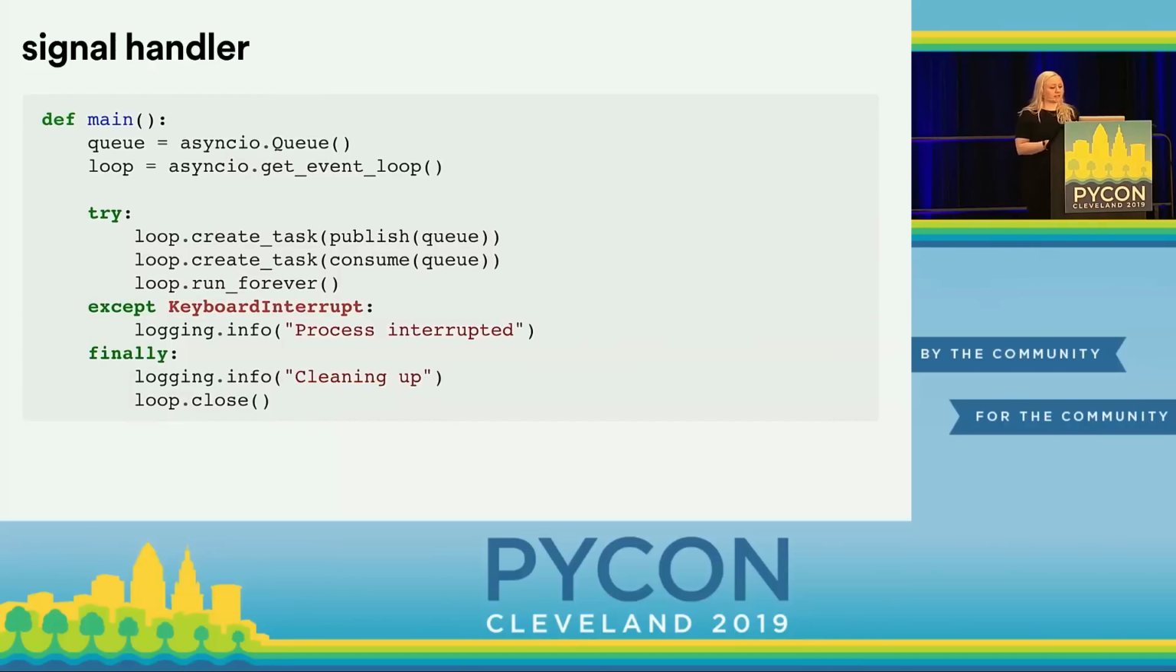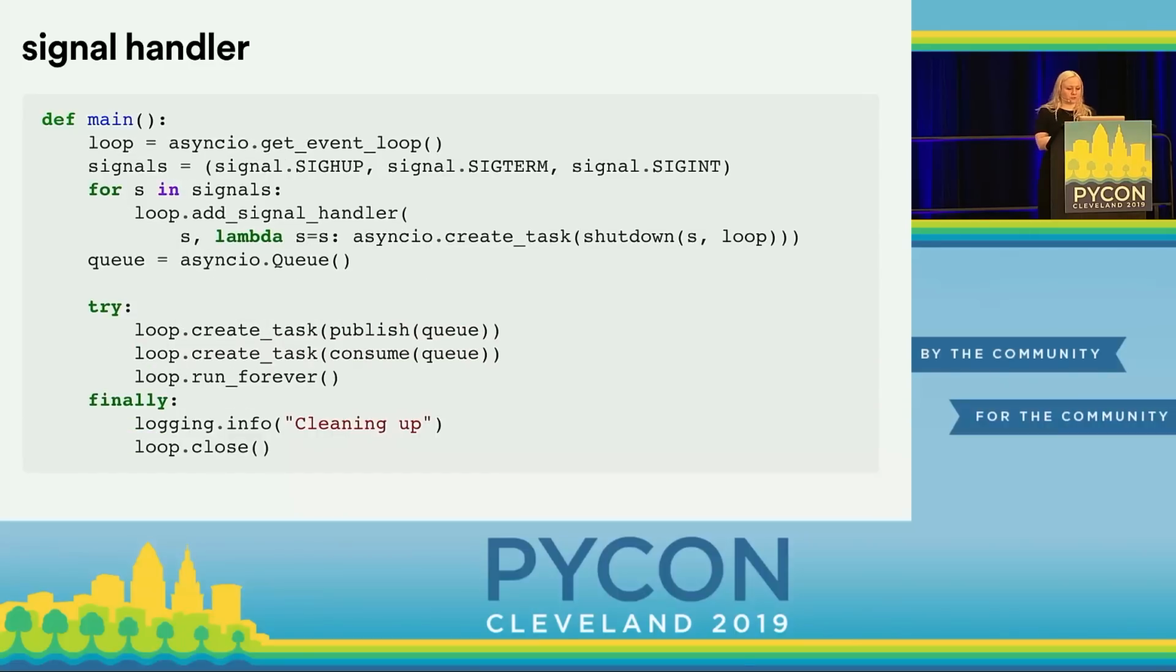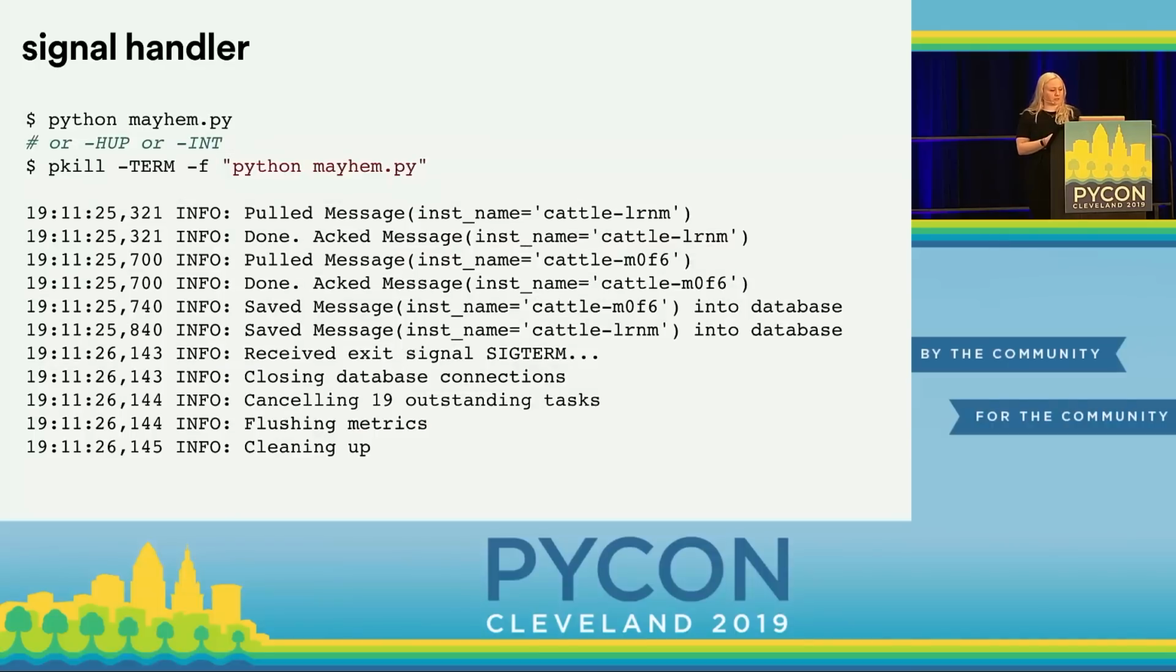So let's then add this shutdown coroutine to our event loop. The first thing we should do is set up our loop and then add the signal handlers that we want to respond to, and then we can remove that keyboard interrupt catch. Running this again, we see that we do get to that finally clause, as well as the whole shutdown log lines that we see.